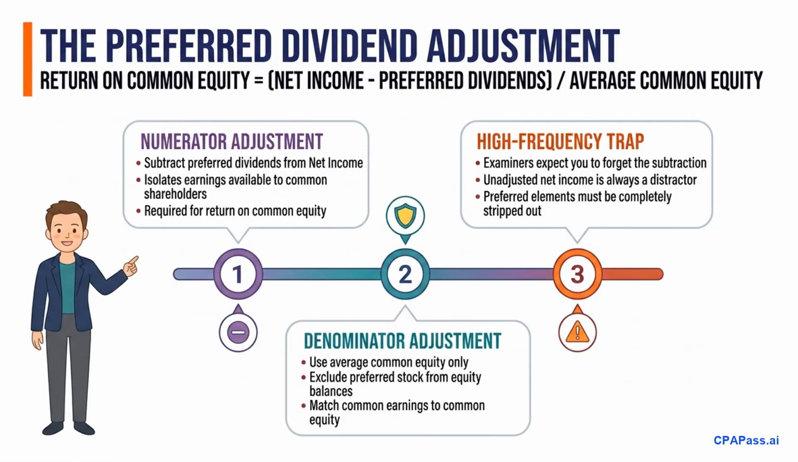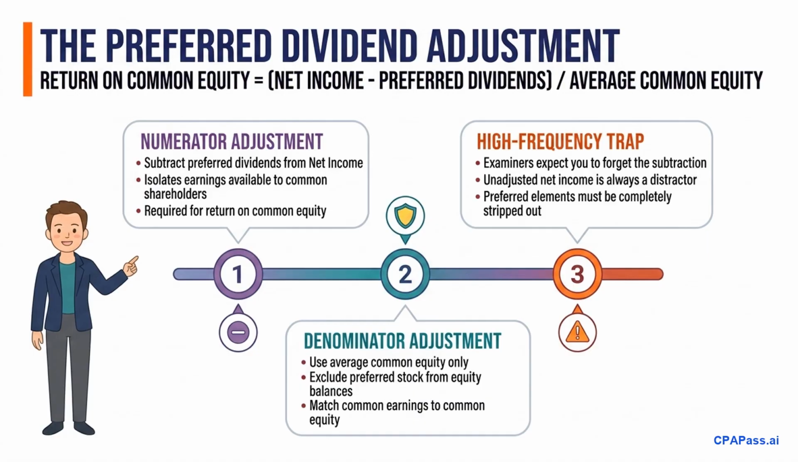Now let's address a high-frequency examiner trap, the preferred dividend adjustment. When a CPA question asks for the return on common equity, you cannot simply use net income as your numerator. You must isolate the earnings actually available to common shareholders. To do this, you must subtract preferred dividends from net income in your numerator. Furthermore, you must ensure your denominator represents average common equity, which excludes preferred stock.